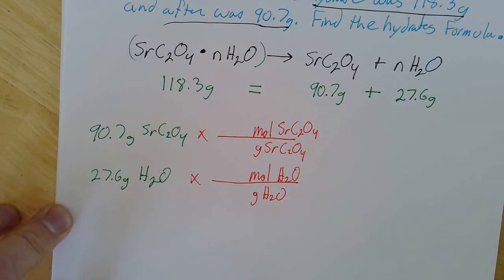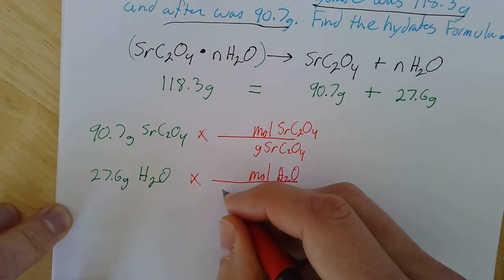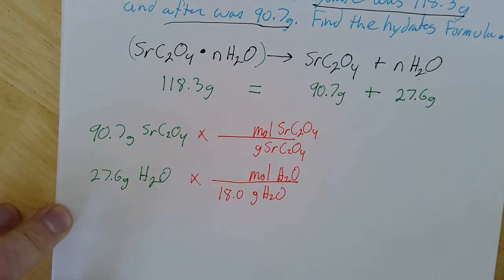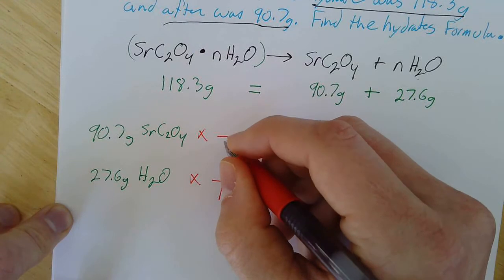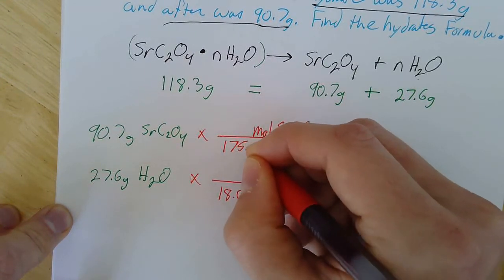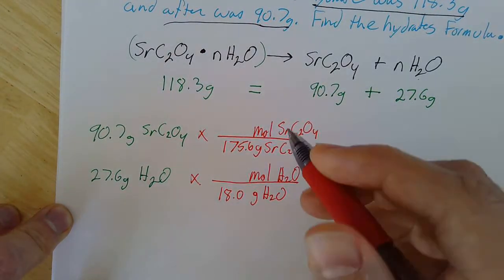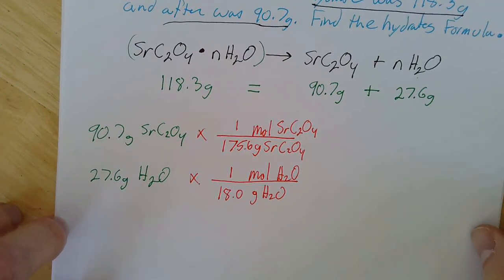Okay, these numbers come from the periodic table. So for H2O, using 3 sig figs, it should be 18.0 grams. And adding up all those parts and pieces for the strontium oxalate, we should have 175.6 grams. All right, and that's always per 1 mole. All right, so what does that get us?